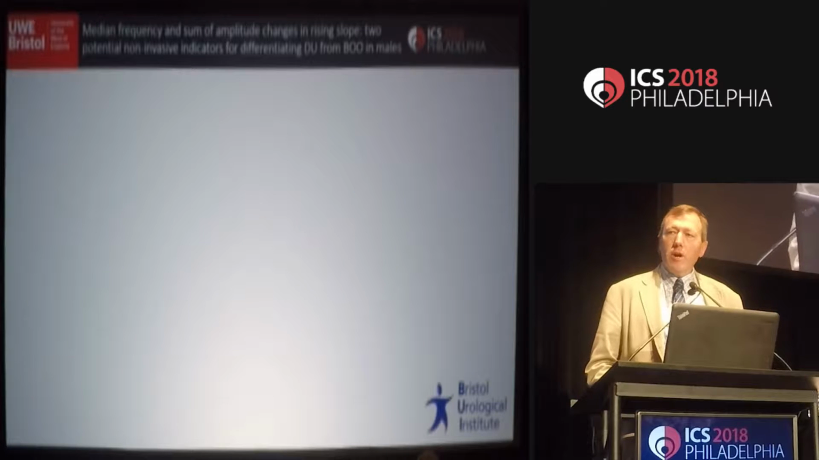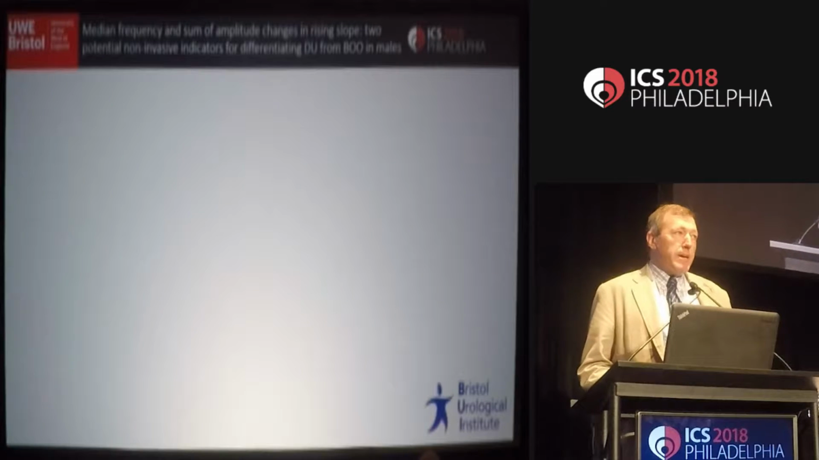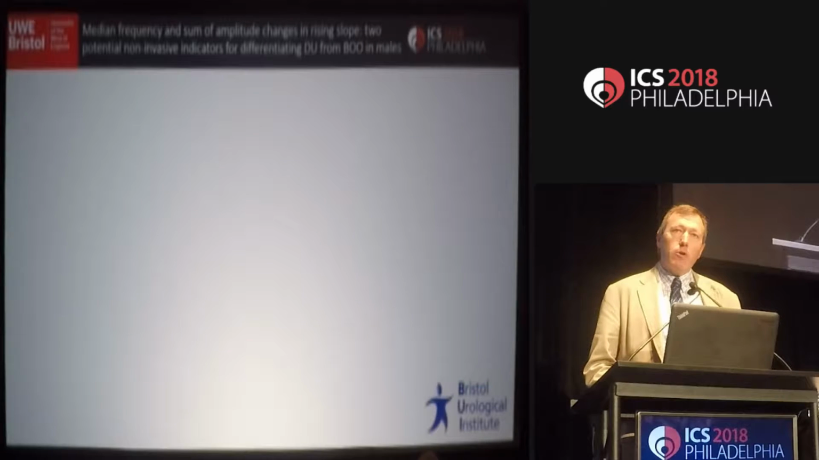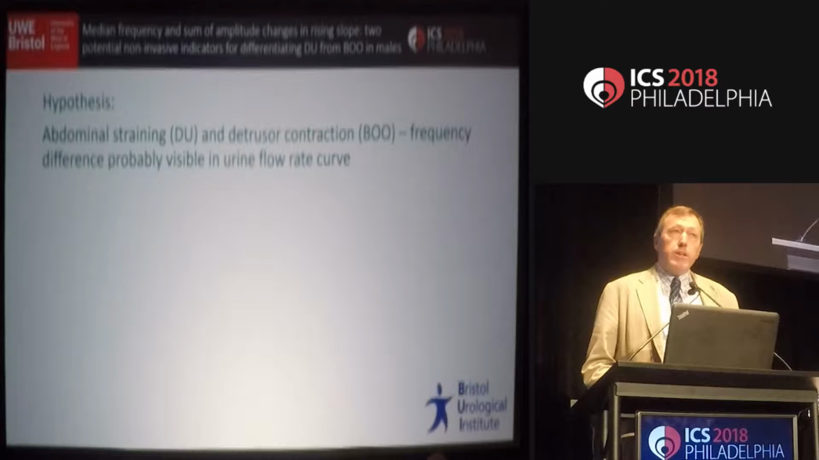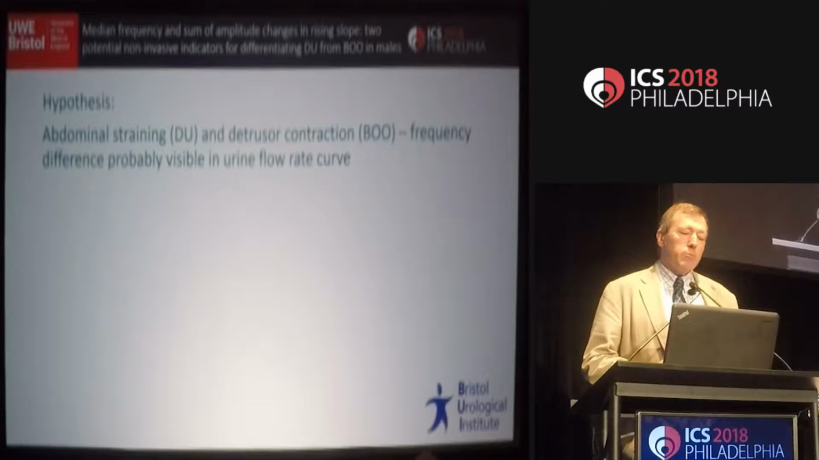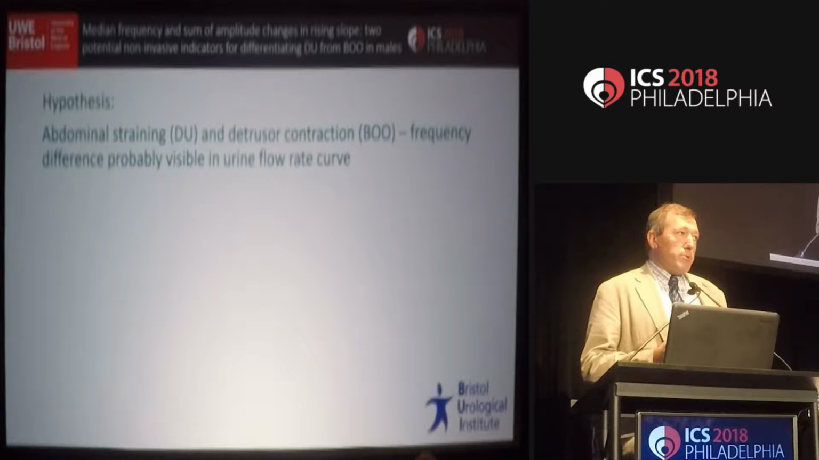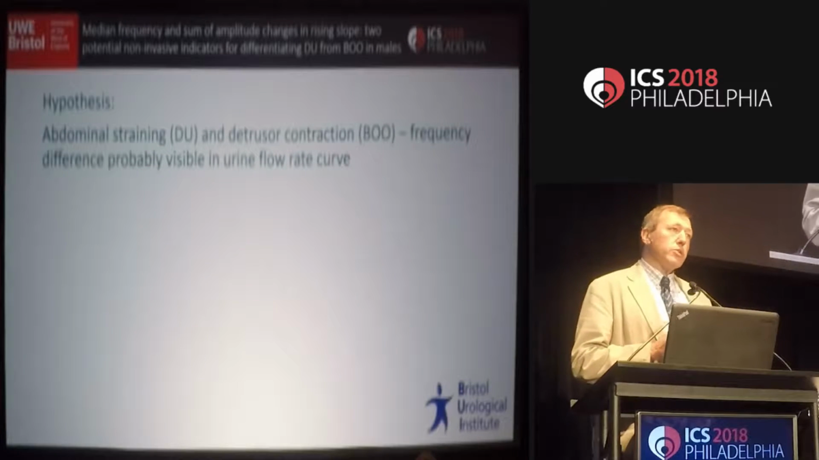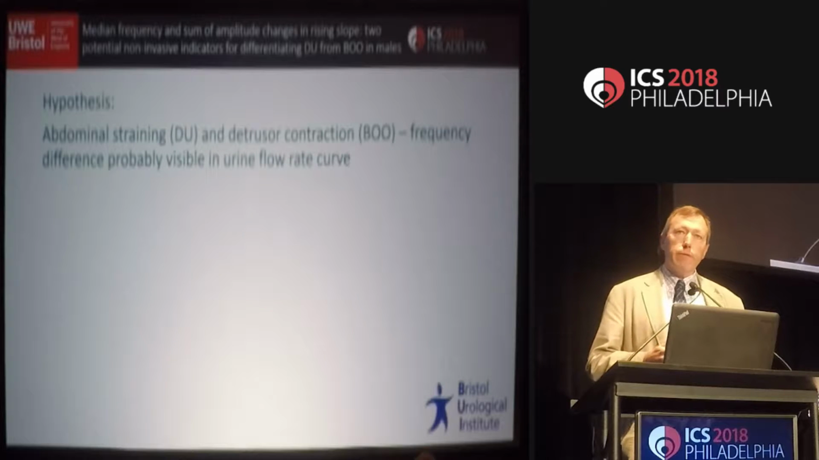Thank you very much for allowing me to present this on behalf of Rui. His PhD is on the mathematical analysis of the shape of urine flow. And for men, as you're aware, the key aspect of urodynamics is to differentiate between the underactive bladder and the obstructed bladder. The particular focus of this abstract is to look at the frequency content of free urine flow.